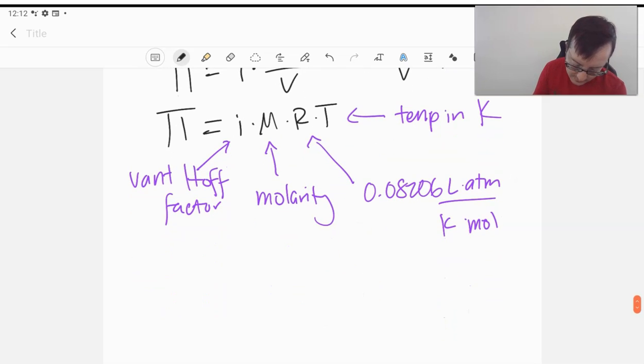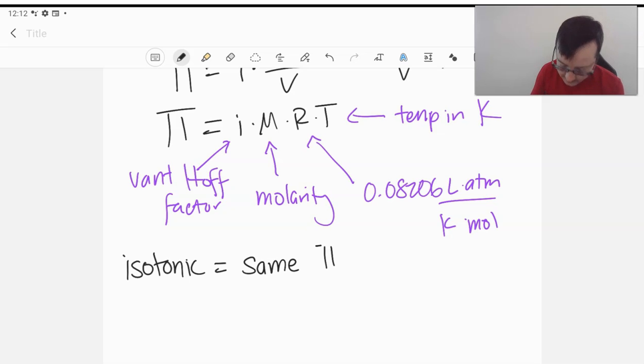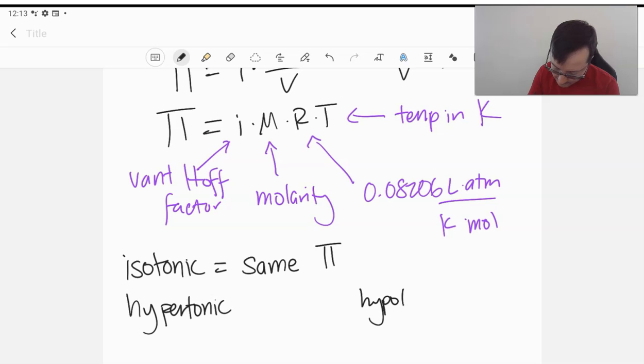Let's first do some vocabulary. Something that's isotonic, two solutions that are isotonic to each other, have the same osmotic pressure. We will also have the words hypertonic and hypotonic, which just relate to one of them having a higher osmotic pressure versus the other.